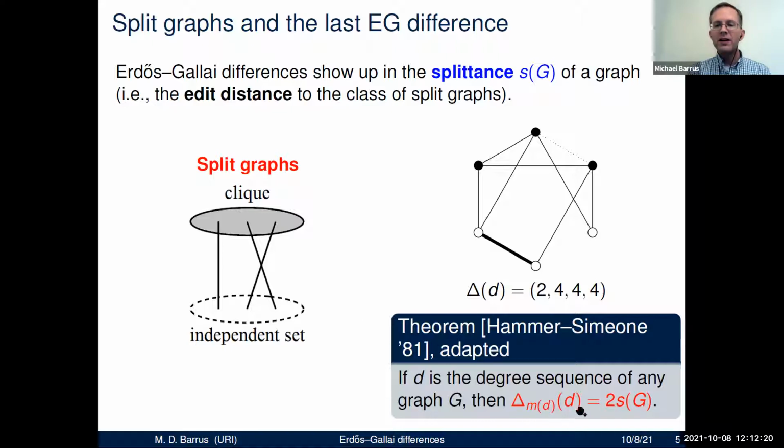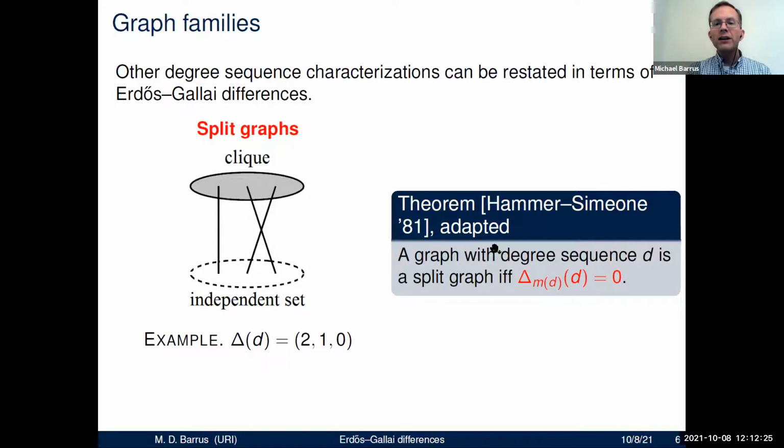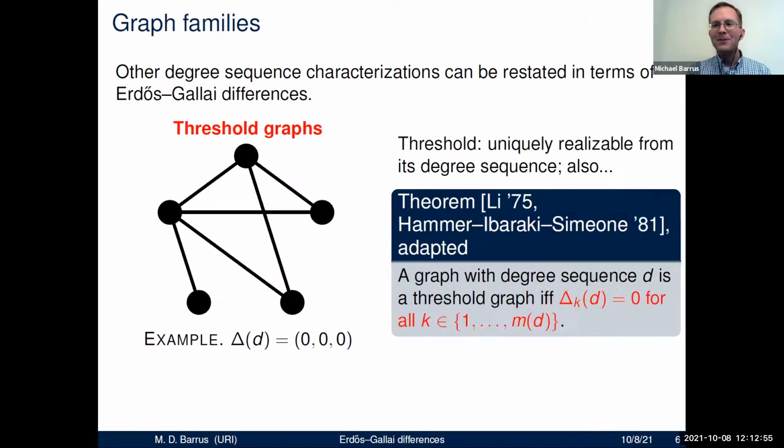Okay, but the Erdős-Gallai difference, the last one in particular, makes an appearance. And as a corollary, we get a characterization of the split graphs themselves. It turns out a graph with degree sequence D will be split if and only if that last of the Erdős-Gallai differences is equal to 0. The last principal Erdős-Gallai difference is equal to 0. All right. So again, their characterization wasn't written in terms of the difference, but you can write it in terms of the difference, which I think is kind of a theme, as I'll show.